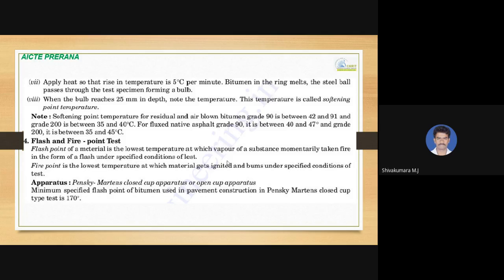So at a level of 25 mm below it, when it reaches that level, note down the temperature. So this temperature is nothing but the softening point of that bitumen.